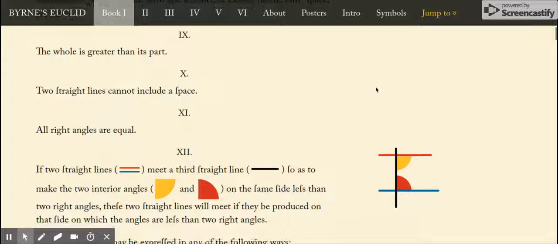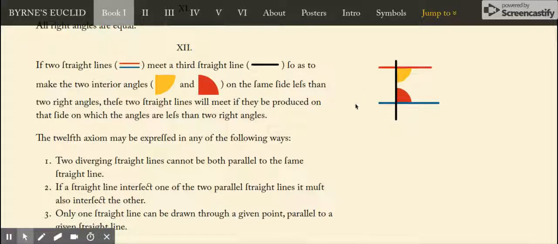The whole is greater than its part. Two straight lines cannot include a space. All right angles are equal. If two straight lines meet a third straight line so as to make the two interior angles on the same side less than two right angles, these two straight lines will meet if they be produced on the side on which the angles are less than two right angles.